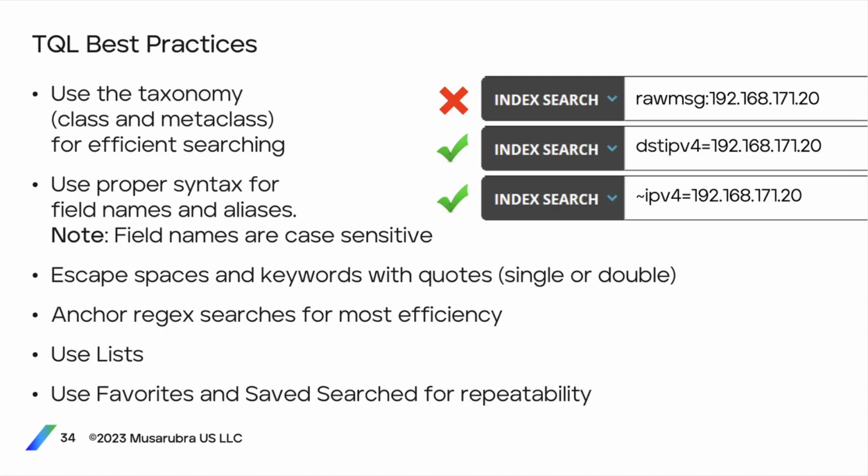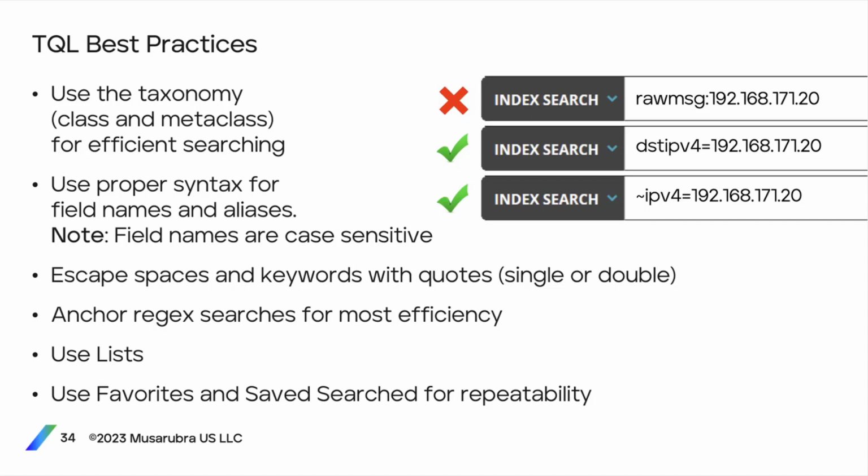All right, so we covered a lot. Let me just summarize some of the best practices for what we've been doing. We do want to use the taxonomy, and by that I mean indicating the class and metaclass. That's going to make for really efficient searching. I didn't do the best job of showing that in our examples because I didn't want our searches to be super long and have it be unclear what we were pointing out. But especially when you're going to get to the point of saving a search, adding the class or metaclass is going to make it a more efficient search.